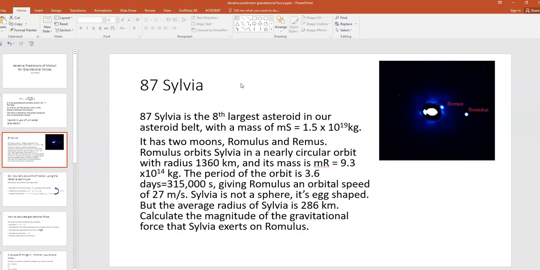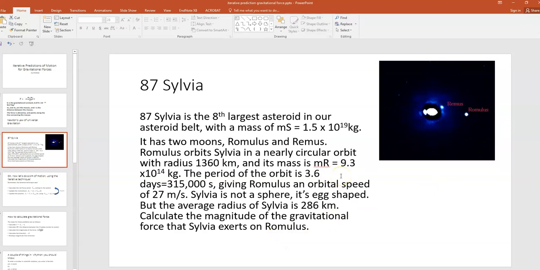Now, as you can see in the picture, Sylvia is not really a sphere, it's actually egg-shaped. But if you were to simulate this with VPython code, maybe you want to use a sphere because it's just easy. So we can model Sylvia as a sphere with an average radius of 286 kilometers. Now, we're going to model the gravitational force that Sylvia exerts on Romulus and model this little orbit. And when we do this, we're going to ignore Remus.